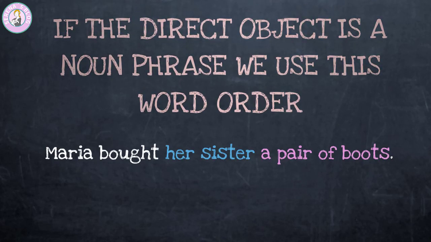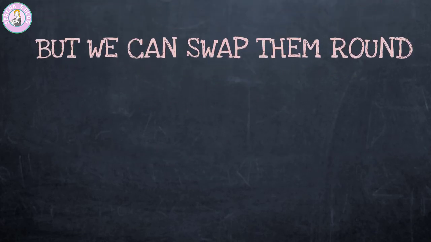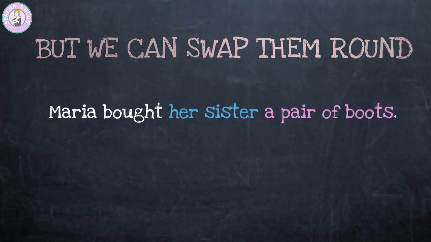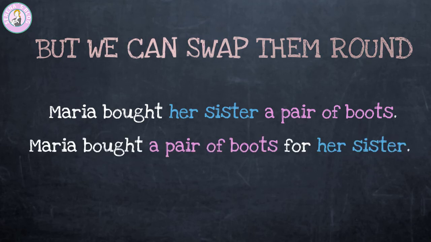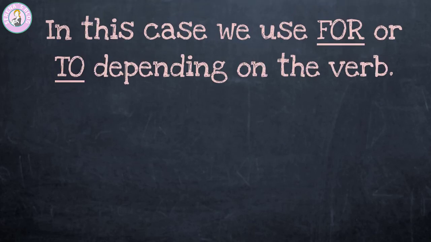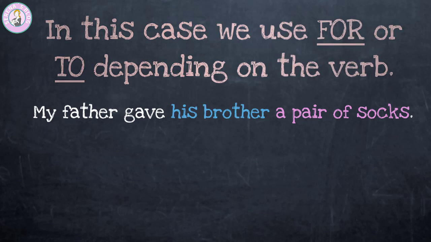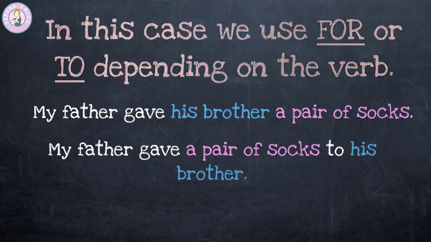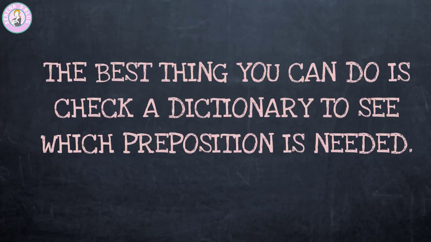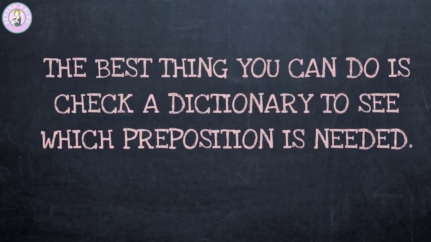If the direct object is a noun phrase, we use this word order: Maria bought her sister a pair of boots. But we can swap them round, like in Maria bought a pair of boots for her sister. In this case, we use for or to, depending on the verb. Like in my father gave his brother a pair of socks, or my father gave a pair of socks to his brother. The best thing you can do is check a dictionary to see which preposition is needed for each verb.